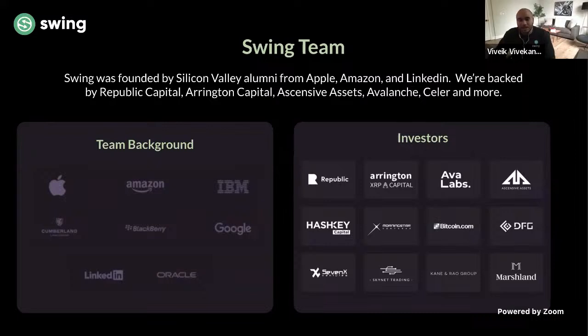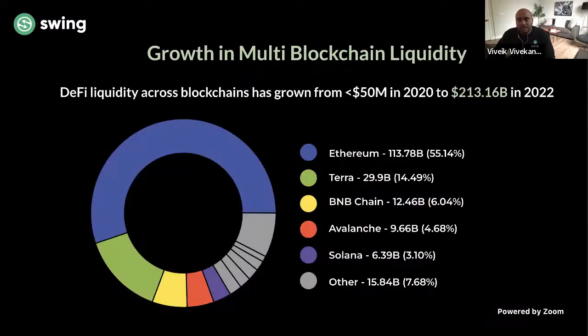Just to set the stage here, the growth in multi-blockchain liquidity has been an interesting thing to see evolve over probably the last couple of years. In 2017, 2018, it was all about Ethereum. We spoke about DeFi, and it was really just programmable smart contracts on Ethereum. And that's how it was for quite a while until 2019, 2020.